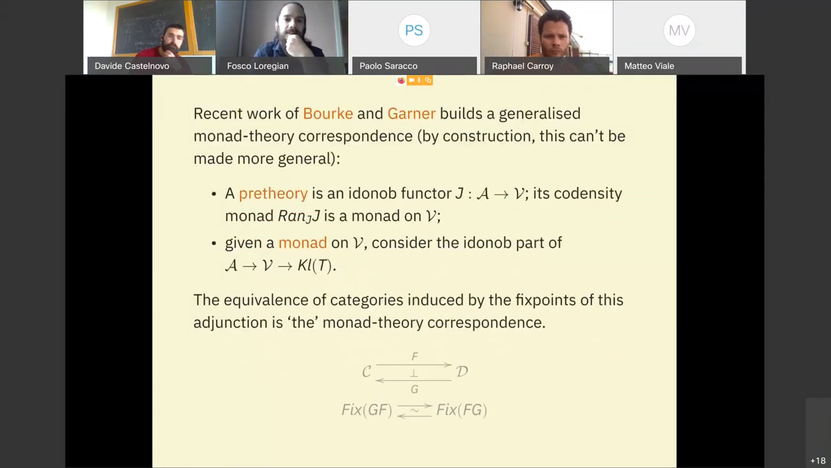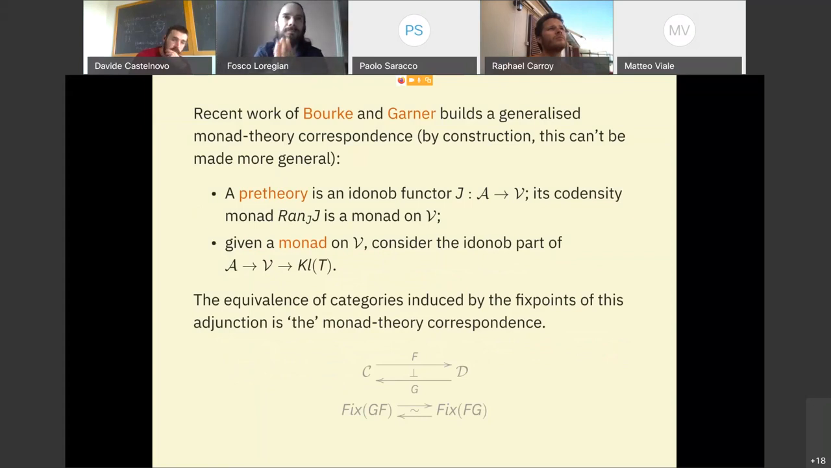Instead, I can concentrate on yet another approach to this theory-monad correspondence. This comes from a very recent paper by John Bourke and again Richard Garner, where essentially they say, okay, let's forget about everything. Let's just remove every non-fundamental piece of definition.